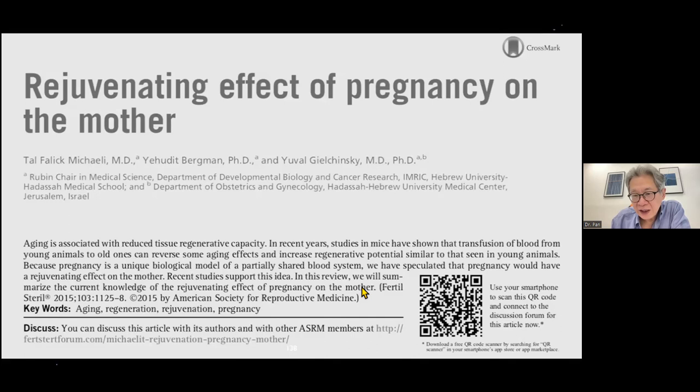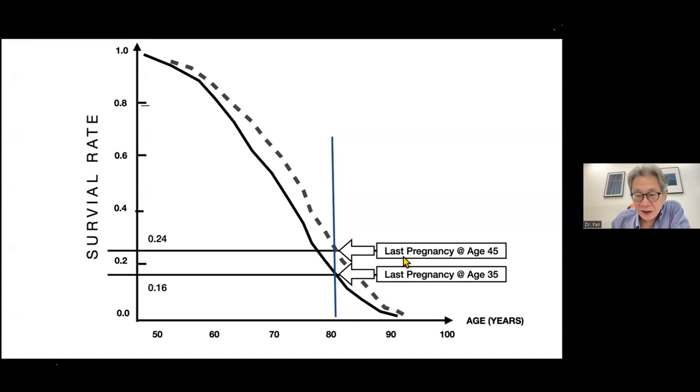And the data here shows if the mother has her last pregnancy at the age of 45, that's shown on the dashed line, the probability of her living to age 80 is 50% higher than the mother who has the last pregnancy at age 35, because the effect of heterochronic parabiosis is much bigger for the first case as compared to the latter case.